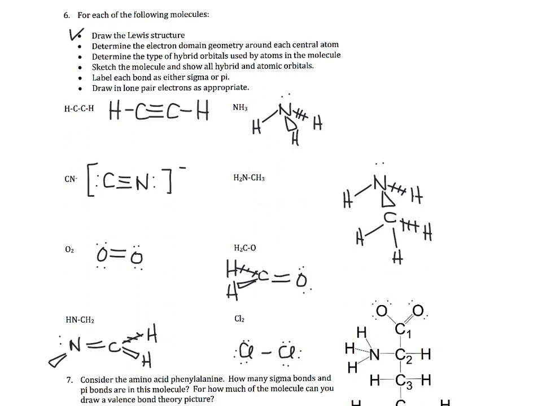So I'm going to start with this molecule, which has a carbon-carbon triple bond. In this case, each central atom has 2 electron domains around it, and so the electron domain geometry is going to be linear for each of the carbons. That means I've got bond angles of 180 degrees, so each carbon is going to use sp hybrid orbitals. If I want to draw those hybrid orbitals, I'm going to draw hybrid orbitals in blue.